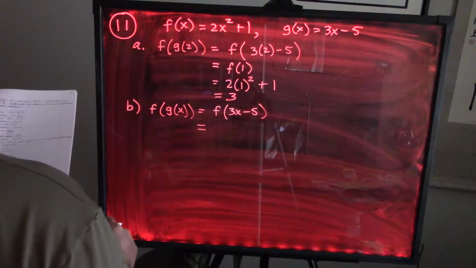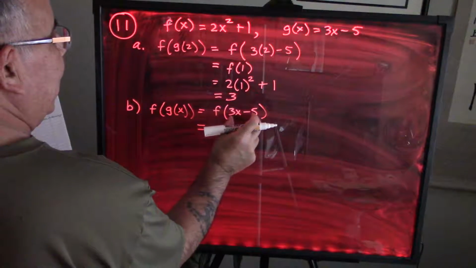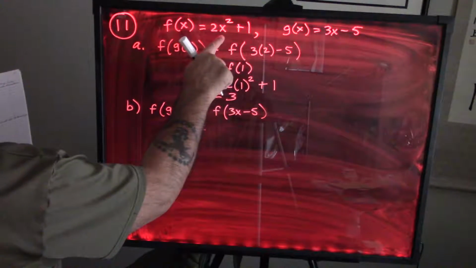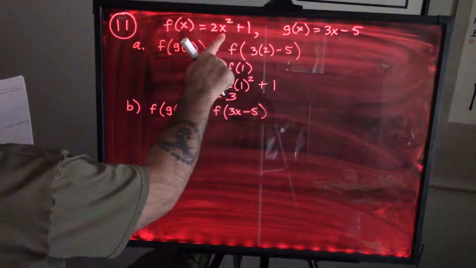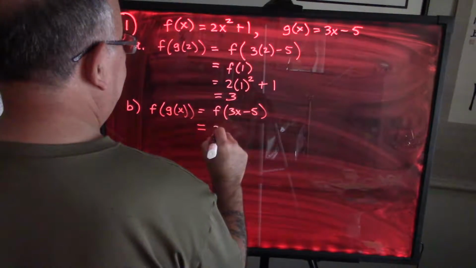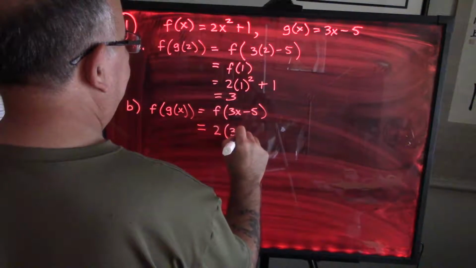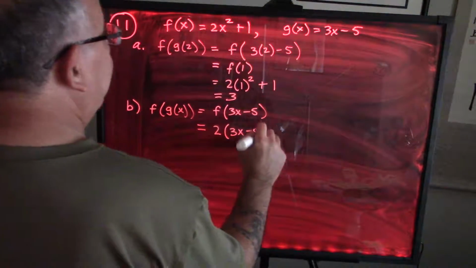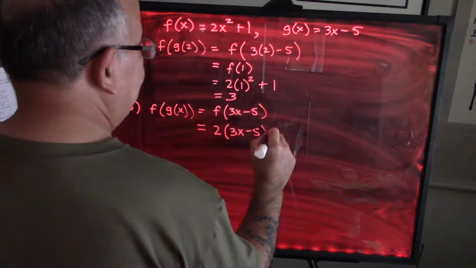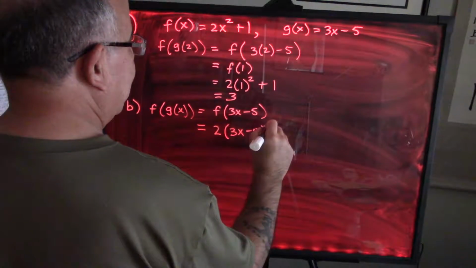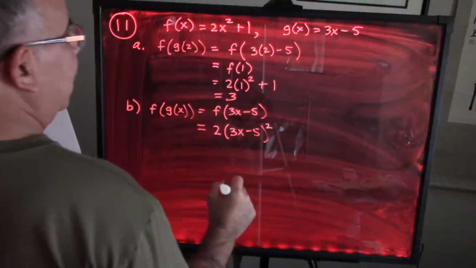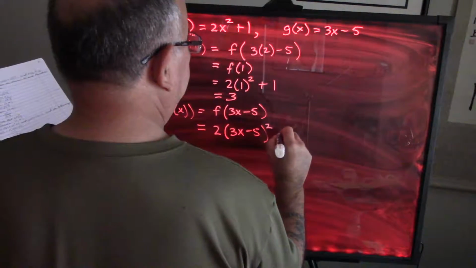What is f of 3x minus 5? Well, you plug in 3x minus 5 in the x in f of x here, right there. So it's 2 times parentheses 3x minus 5, and you're squaring that x value there. The whole thing, think of that as being the x, plus 1.